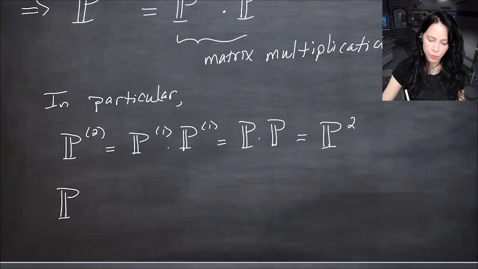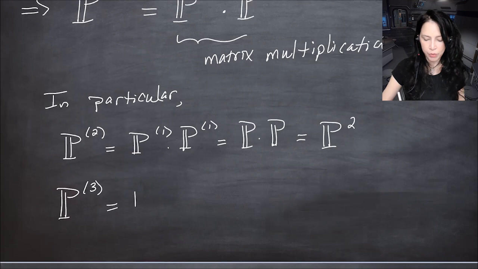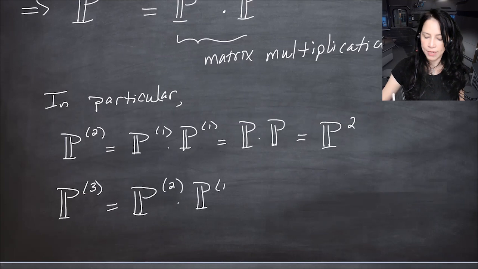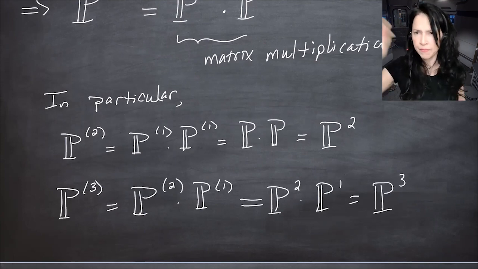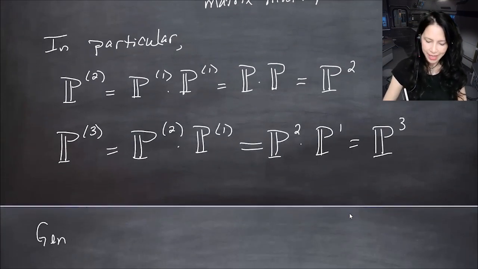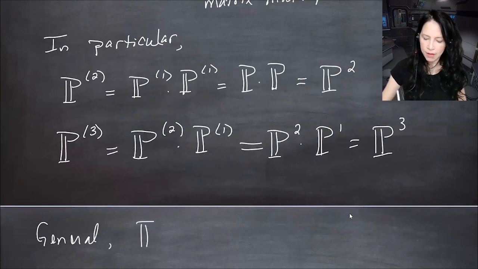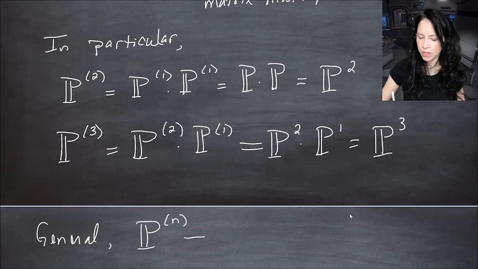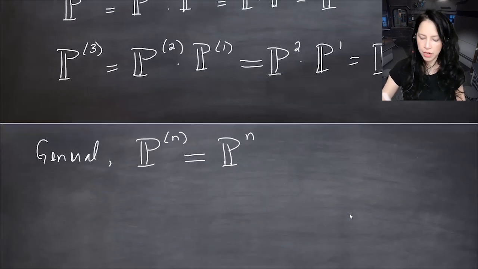The matrix filled with three-step transition probabilities can be written a couple of ways, but as the matrix of two-step transition probabilities times the matrix of one-step transition probabilities. But by the line above, the matrix of two-step transition probabilities is the matrix squared. And we know that the matrix of one-step transition probabilities is the matrix to the first power. So now this is just matrix multiplication to give us the cube of the original matrix. Yeah, in general, if you want the matrix filled with n-step transition probabilities, you can just take the original matrix to the nth power.